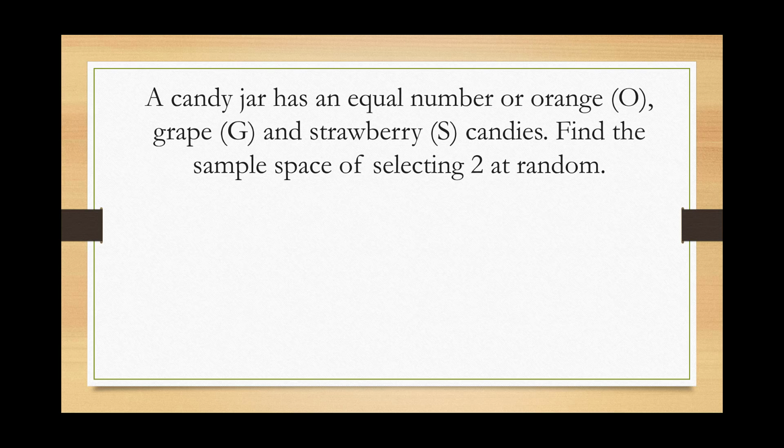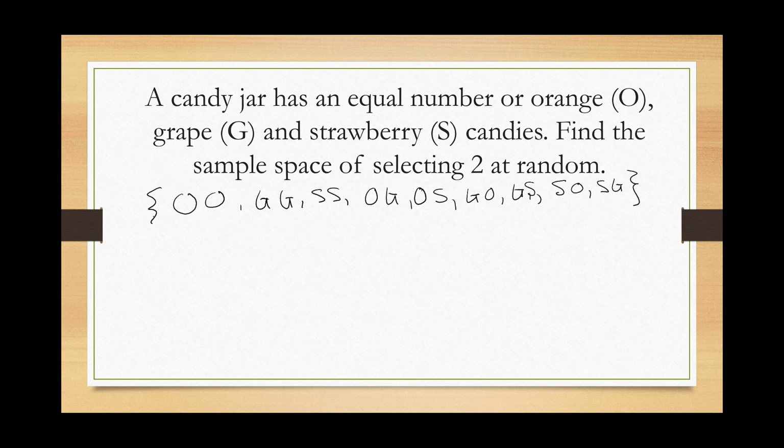So when we select two, they could both be orange, they could both be grape, they could both be strawberry. Or maybe we got an orange on the first one and a grape on the second, or an orange on the first and a strawberry on the second. We could also have first selected grape and then got orange. Or we could have first got grape and then got strawberry. And then lastly, we could have strawberry with orange, or strawberry with grape. So when we look at this sample space, it lists every possible outcome that we could get.